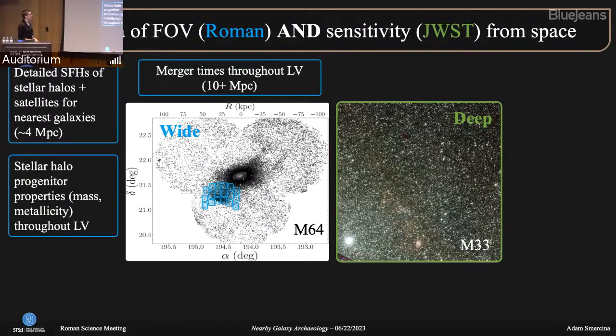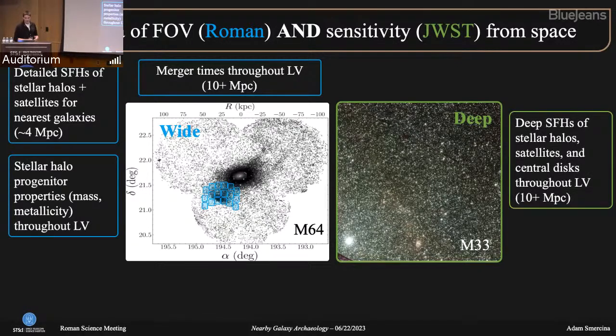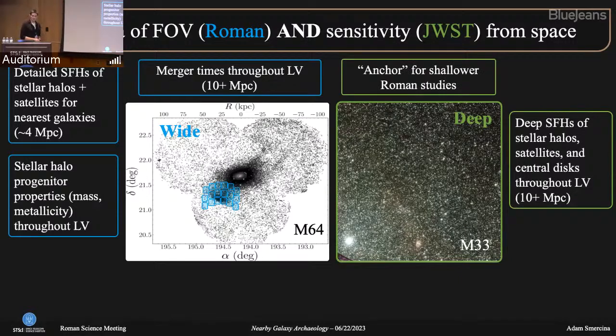And it's going to give us at least the ability to calculate merger times for these dominant mergers out to 10 megaparsecs and beyond. And JWST is going to give us these deep star formation histories, not just in stellar halos, but also the central disks of these massive galaxies, which allows us to connect these mergers and the evolution of the central regions. It is going to be this important anchor for these shallower, but still very deep Roman studies.